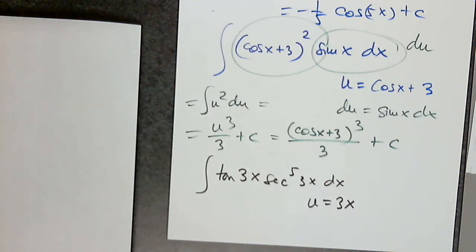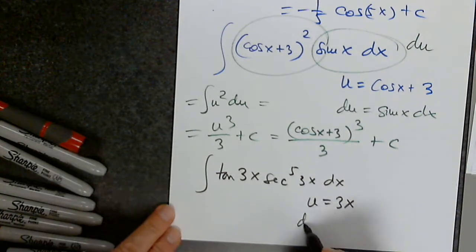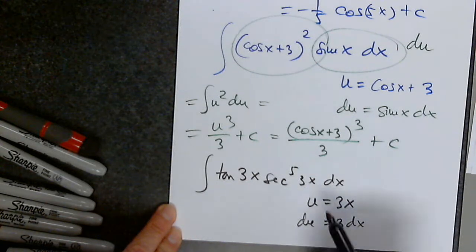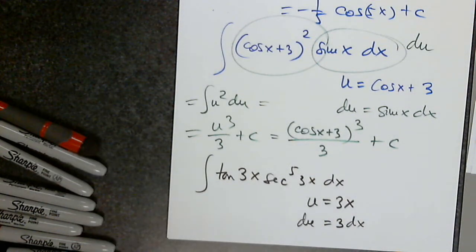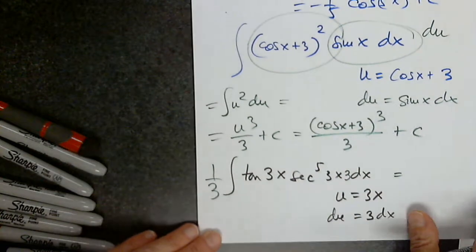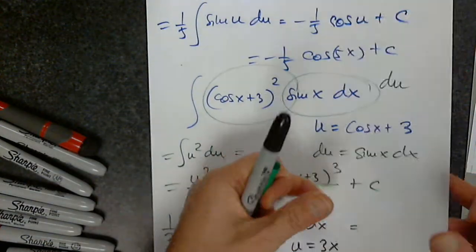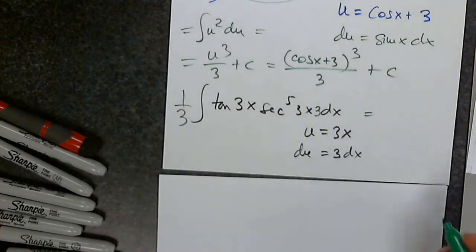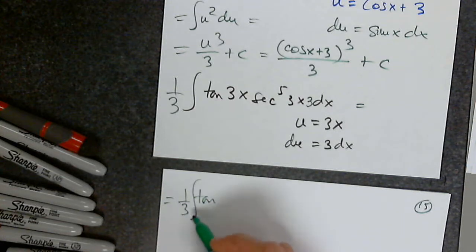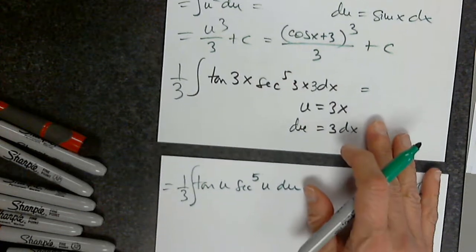Assuming the u is in the problem. Is du in the problem? Yes. Du equals 3 dx, because 3x prime is 3 times dx. So I will have to create that 3. That's not a big deal. I can do that anytime. And tell me what we get at this stage. We have 1/3. We have the integral from tangent u, secant to the 5th u du.